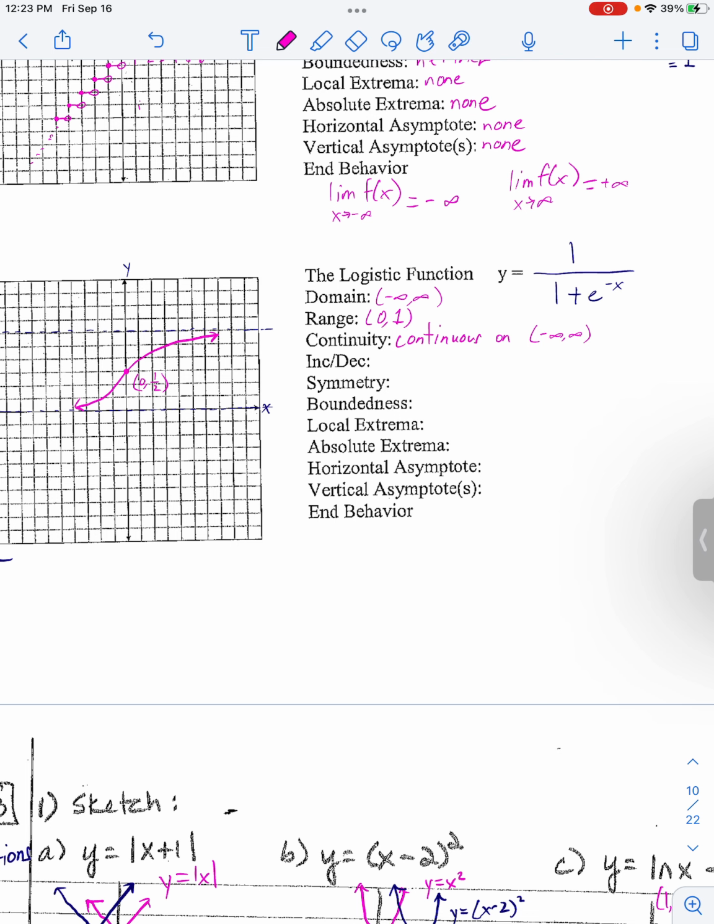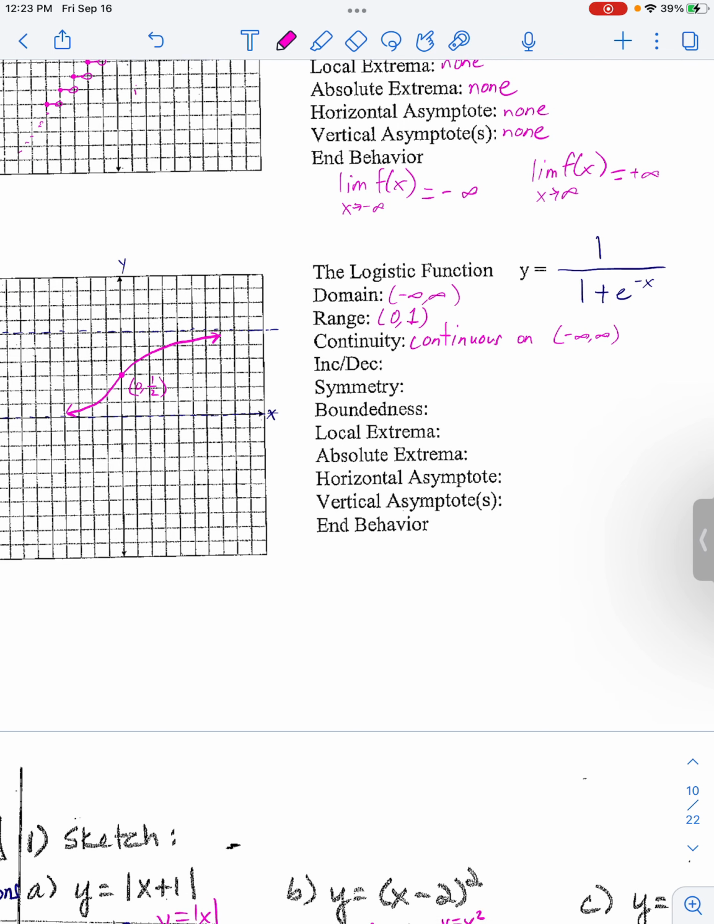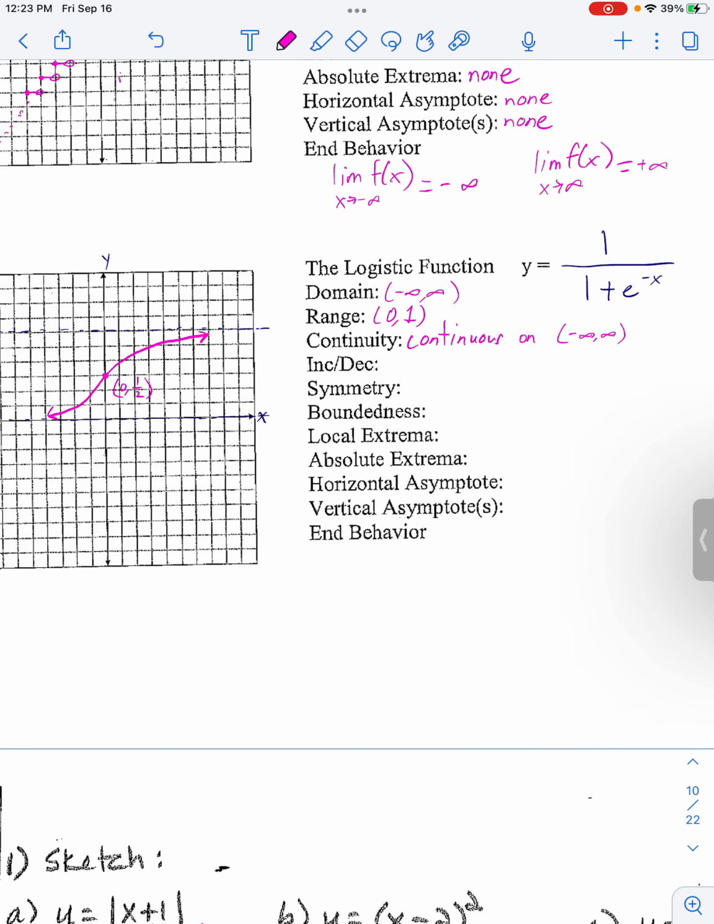Increasing and decreasing. Okay, so for this one, I'm increasing everywhere.